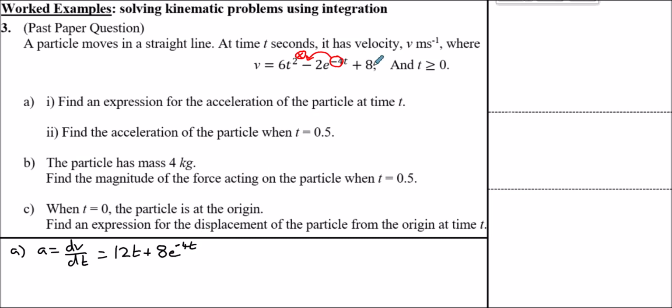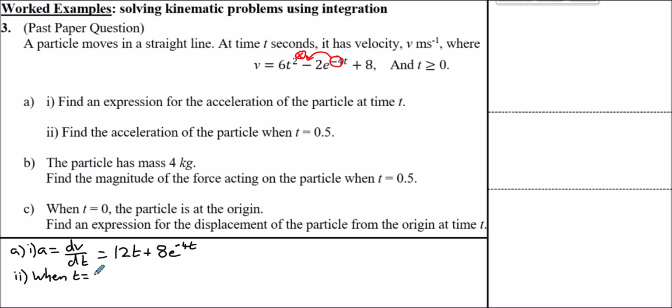We then need to differentiate this constant 8. If you differentiate a constant, it disappears. And so we've got it here for part A. So this is the expression for the acceleration for part 1. We next need to work out part 2. For part 2, we need to find the acceleration of the particle when t is in particular 0.5. So we're just going to substitute in that t is 0.5.